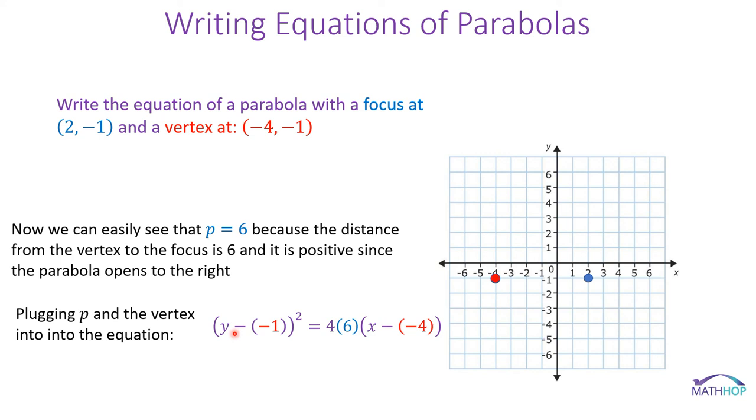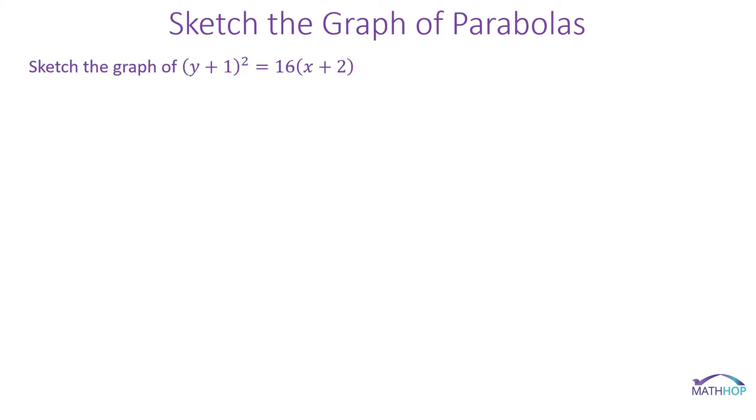Y minus, what's K? -1, so y minus -1 squared equals 4 times what's P? P is 6, times the quantity x minus, what is H? -4. Again, clean that up, don't leave it like that. Y plus 1 squared equals 24 times the quantity x plus 4. Done.